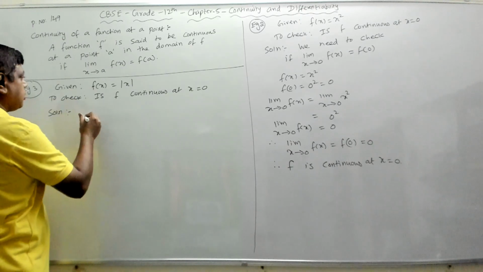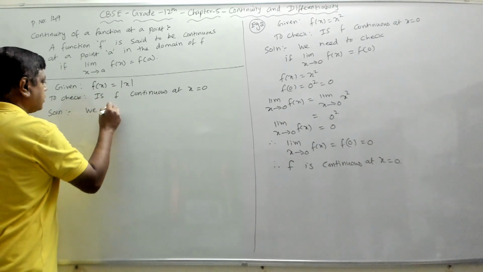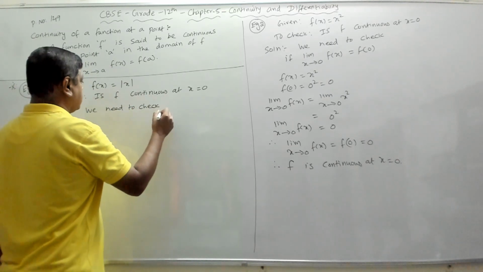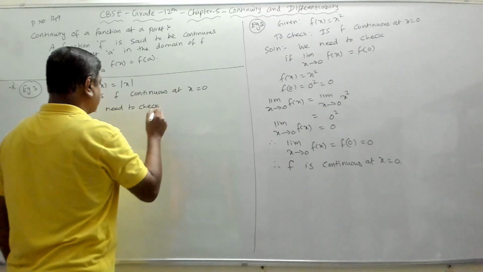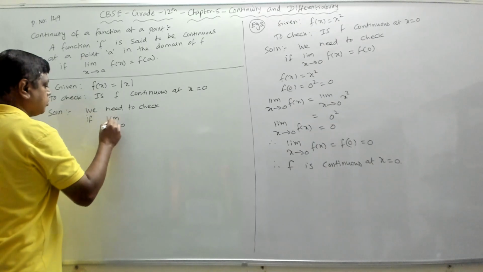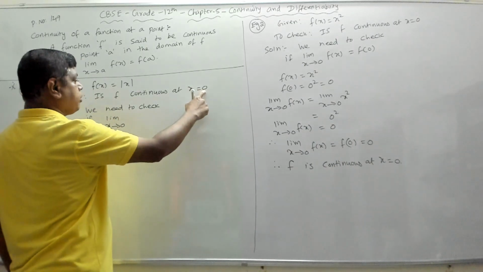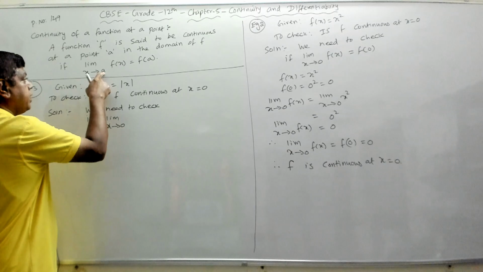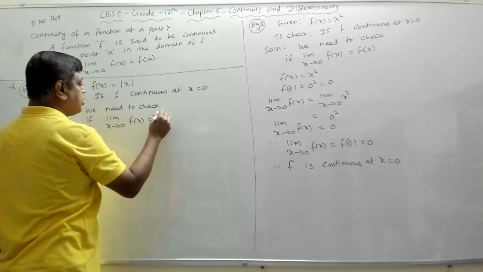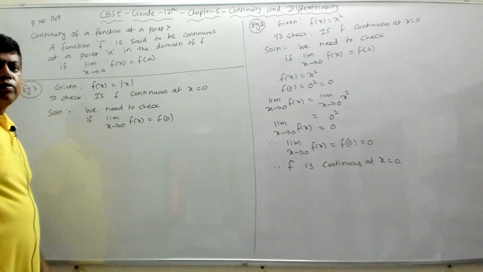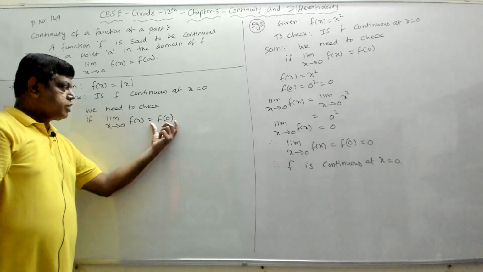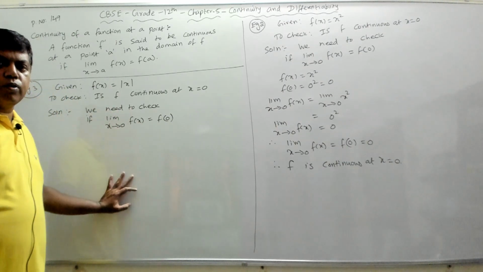We have the function. So again we'll write this. We need to check or examine if limit x goes to 0, because a is 0 here. So limit x goes to a is 0, because this is the value of a. f of x should be equal to f of 0. We have to check whether these two will match. If these two match, then we'll say it is continuous at x equal to 0.